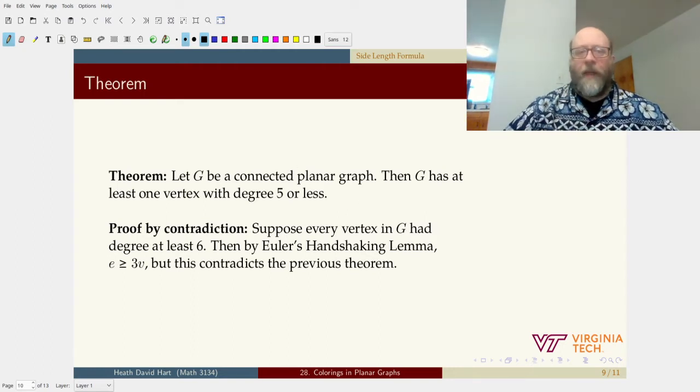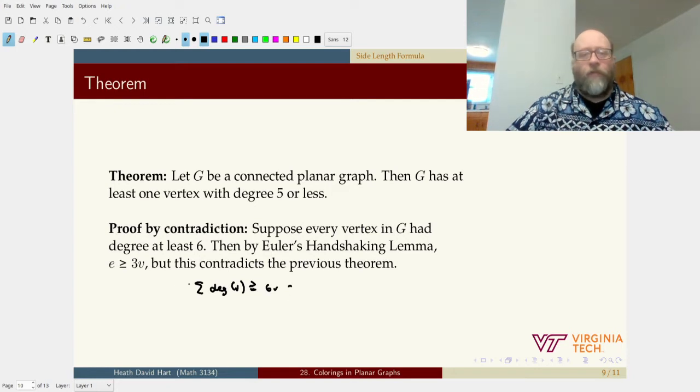If we have a connected planar graph, at least one vertex has to have degree 5 or less. So we can't have a planar graph where every vertex has a degree of 6, for example. Because if that did happen, then by Euler's handshaking lemma, that's the one where we add up all of the degrees, the sum of the degrees would be greater than or equal to 6v.